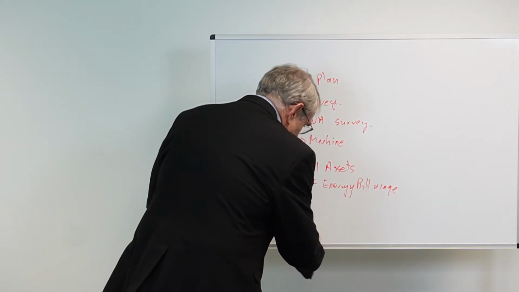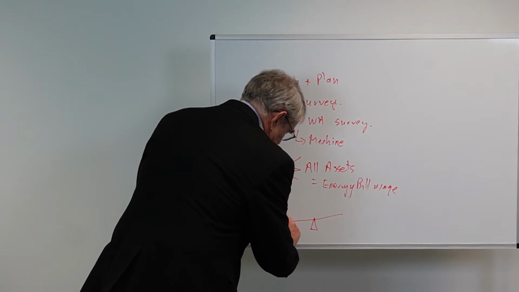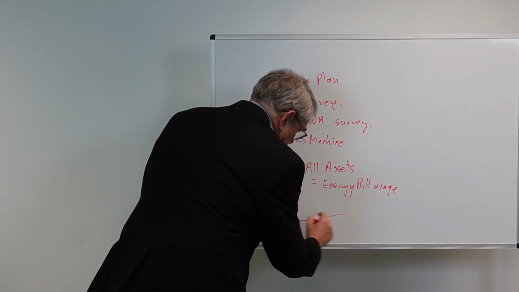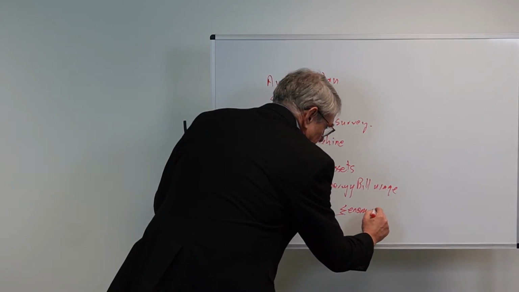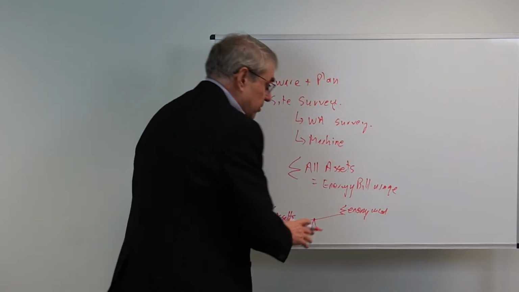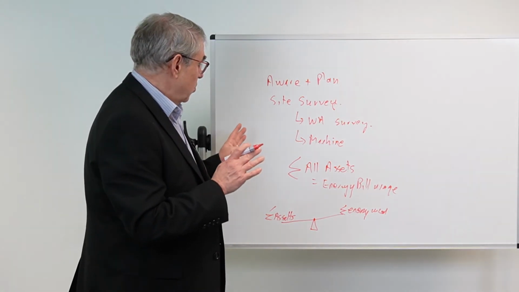And if you represent that like this, because everybody does, you've got the sum of the assets over here, and you've got the total energy, and that's from your meters. They should balance, and that's called the energy balance. And then that is the actual audit done.